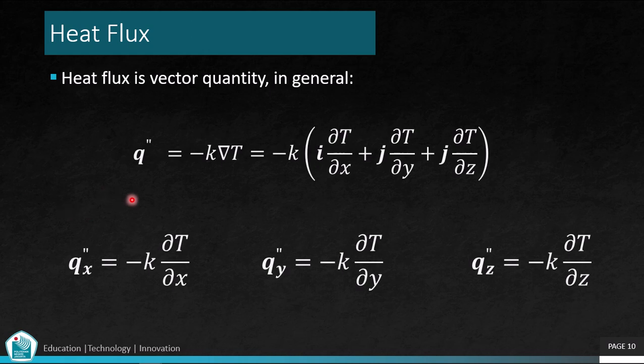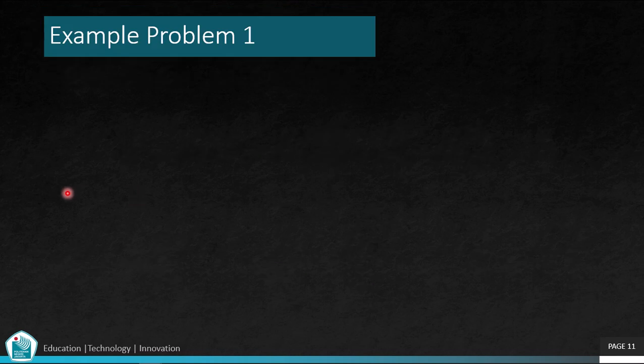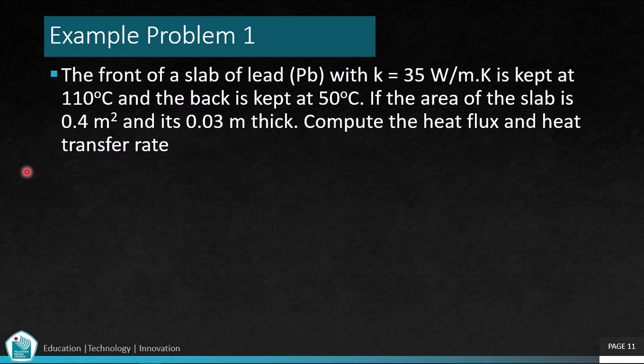Now, to help you understand this heat flux equation, or Fourier's law, let's continue with a problem. This is problem number 1. Imagine we have a slab of lead. The thermal conductivity of the lead, k, is 35 watts per meter Kelvin.